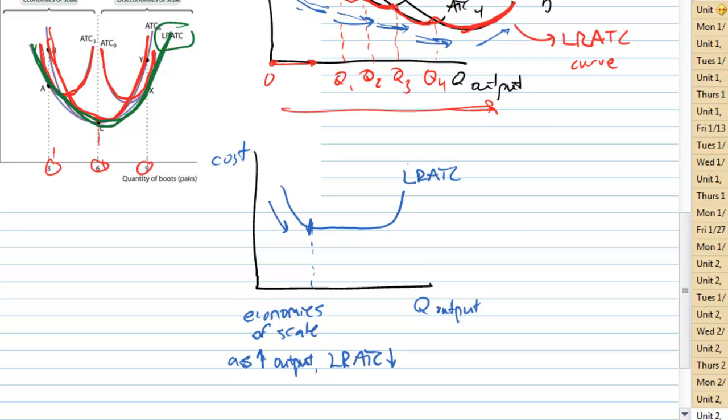So that'll often happen. And then there will also often be some levels of output where basically it's flat. The long-run average total cost is flat. It costs about the same to produce additional units of output in terms of the average cost. And we call that constant returns to scale. The scale refers to the size of the output you're producing, the amount of output you're producing.